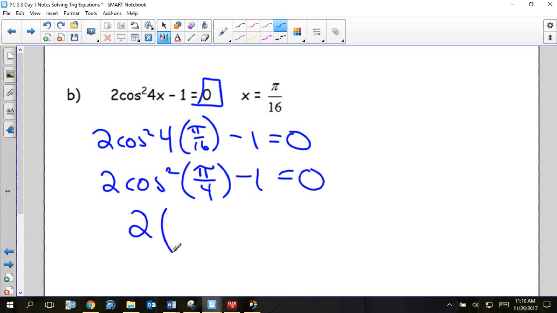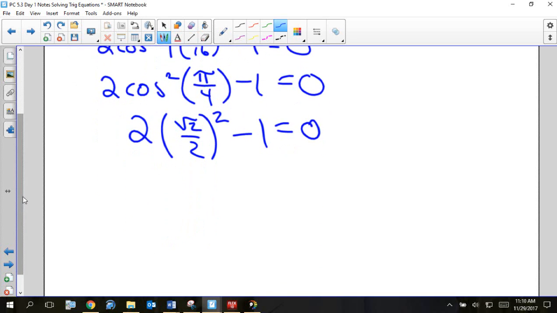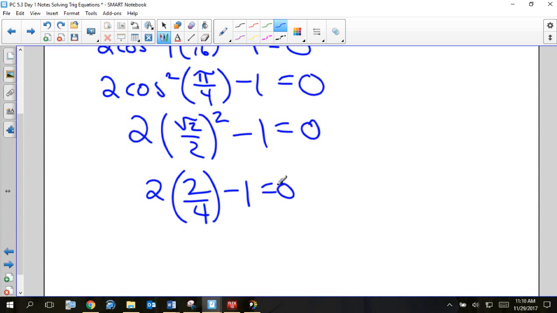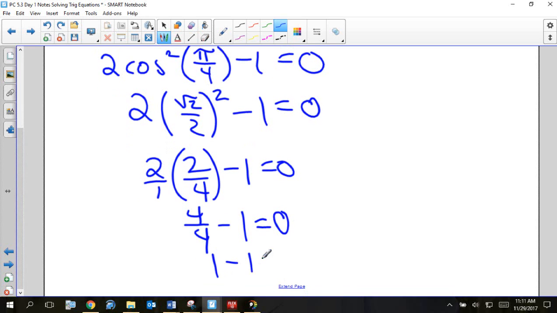So 2 times, what is cosine pi over 4? Okay. Radical 2 over 2 squared minus 1. Then I'm going to square. Remember when we square a fraction, you just square the numerator and the denominator separately. So I'll have 2 times 2 over 4, minus 1. And then when you multiply a fraction with a whole number, you put that whole number over 1, you go straight across, 4 over 4. Then 1 minus 1, so I have 0. Yay!